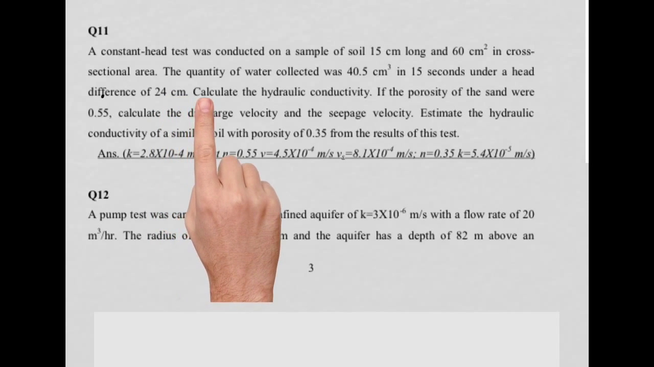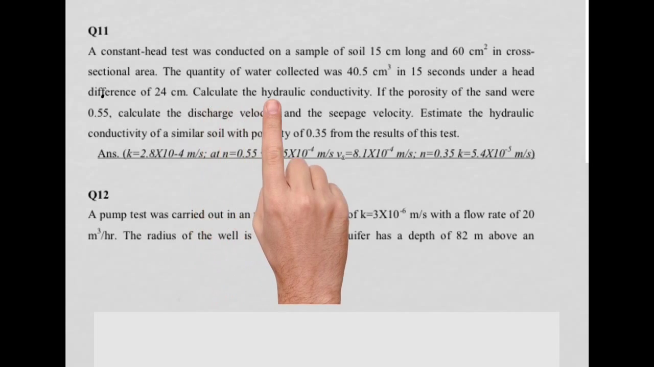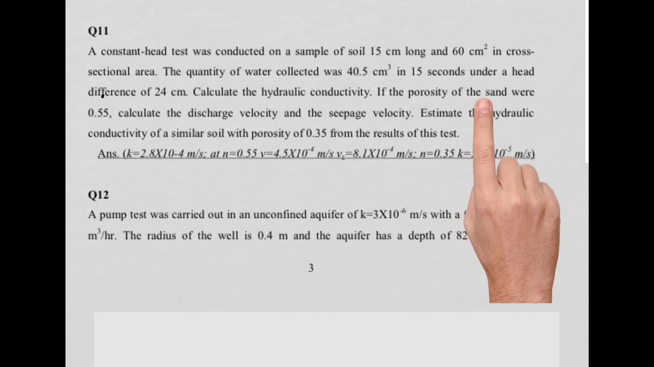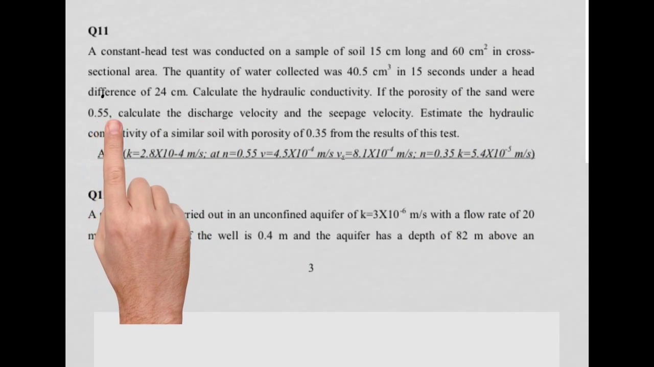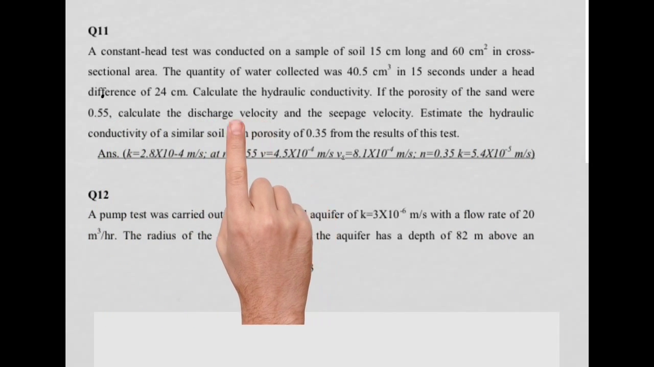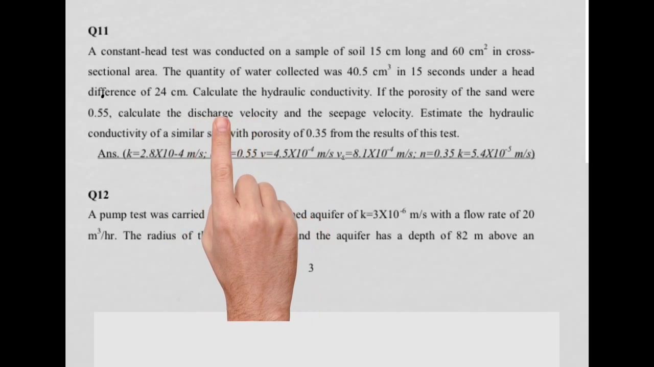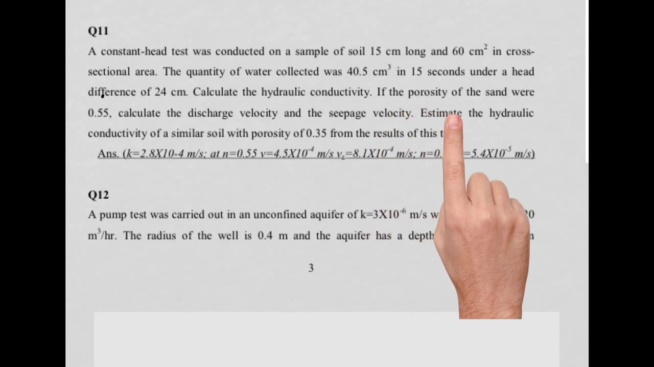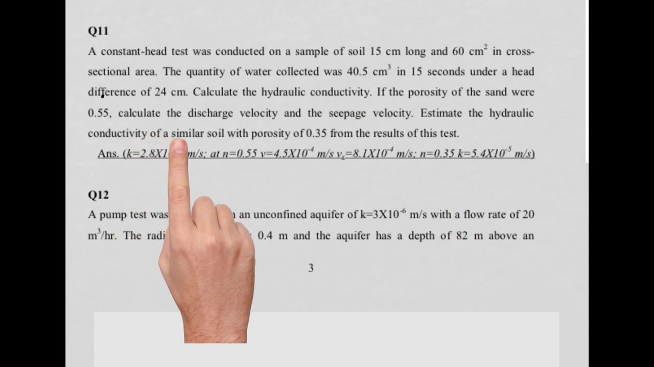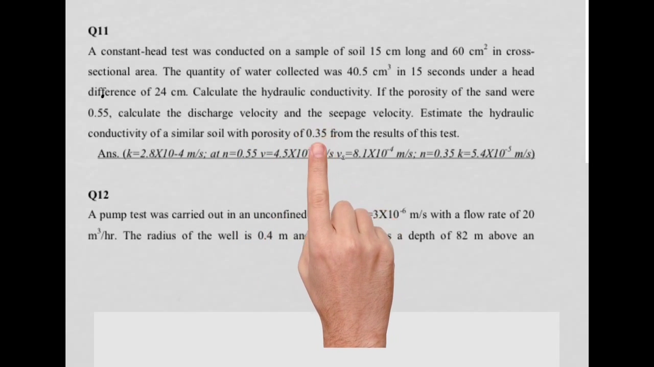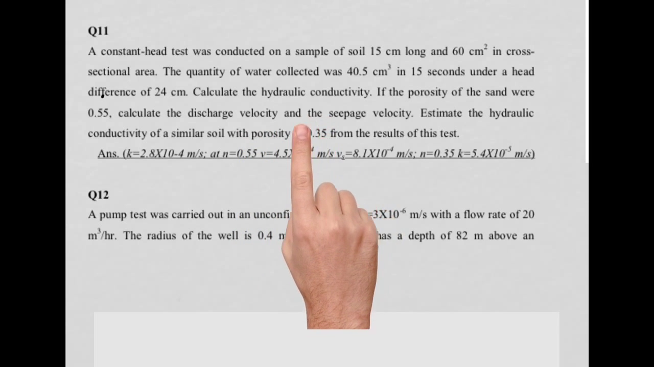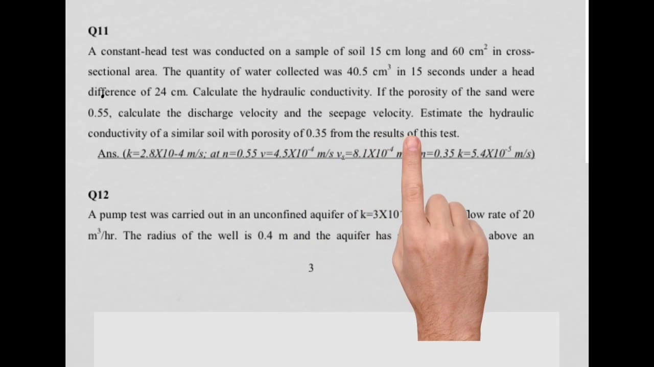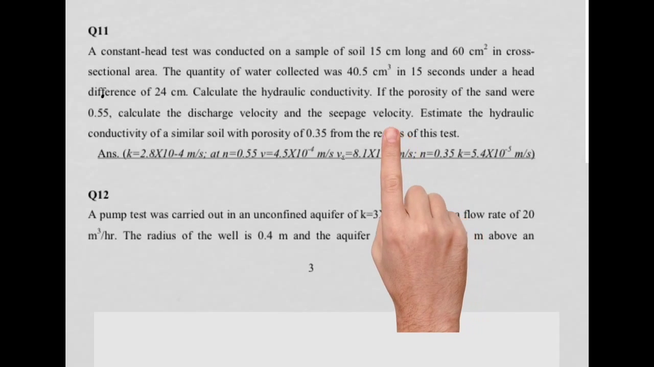Now, I ask you to calculate the hydraulic conductivity, and if the porosity of the sand were 0.55, calculate the discharge velocity, which is the Darcy velocity, and seepage velocity. Then estimate the hydraulic conductivity of a similar soil but with different porosity. Now the porosity here is equal to 0.35 for this test. This is a very simple test.